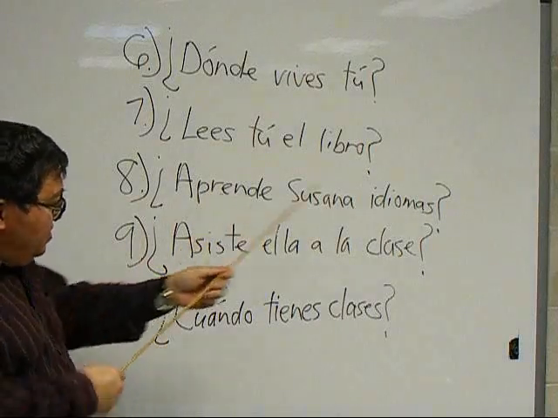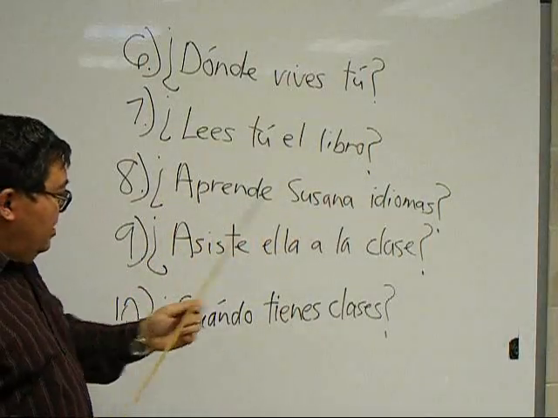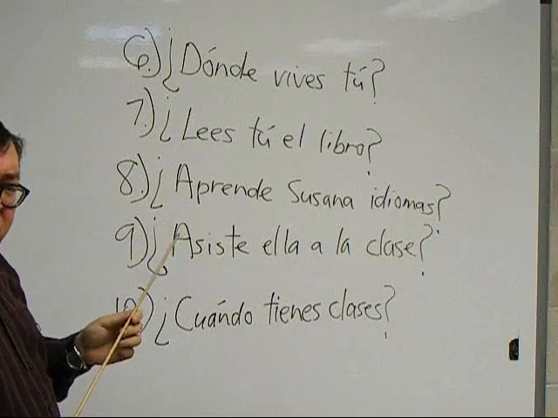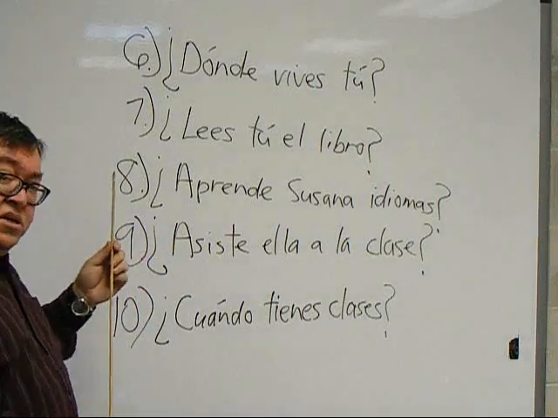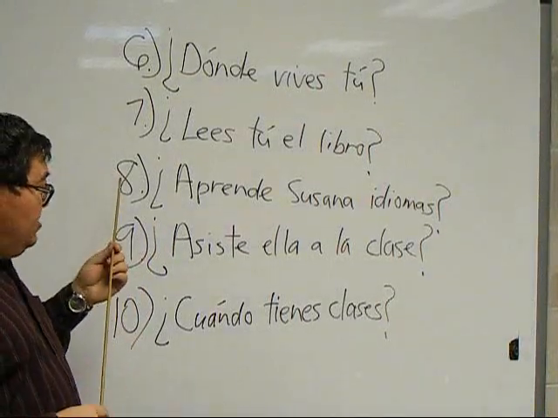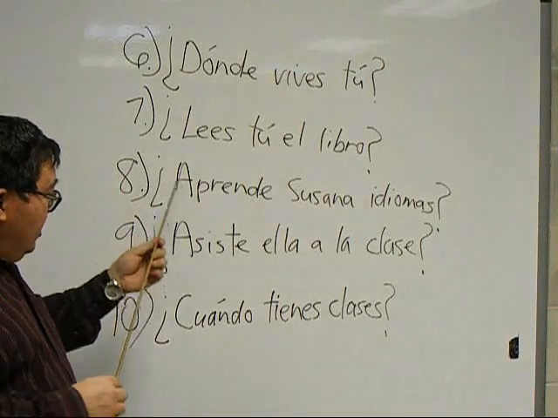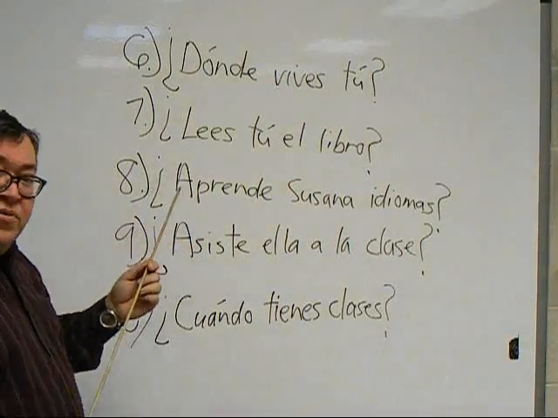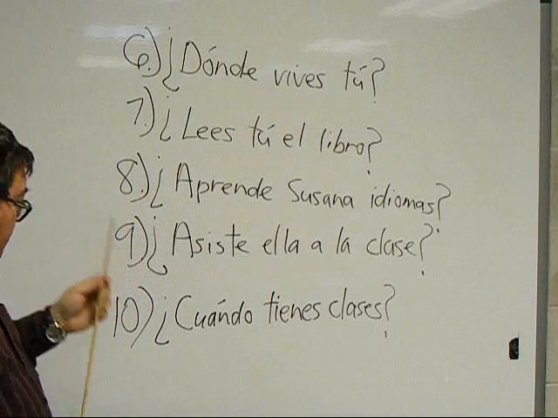So, yes, Susan learns languages, or no, Susan does not learn languages. Again, if you want to say she doesn't, you have 2 no's. The first one, the no at the beginning, and the second one is the not. And the second one has to come right before aprende, in this case, right before the conjugated verb.